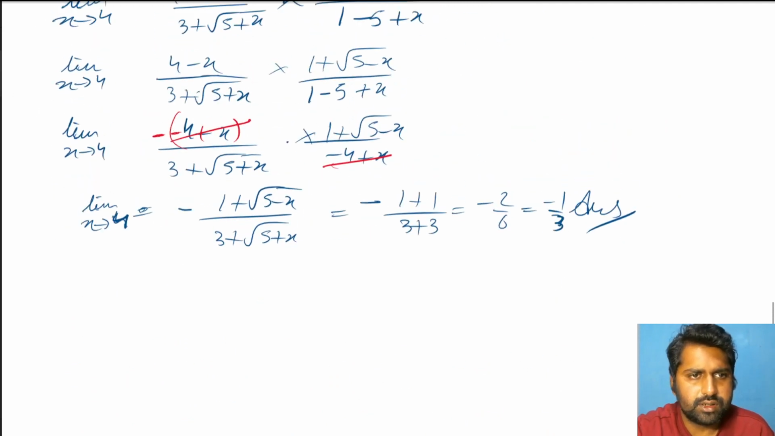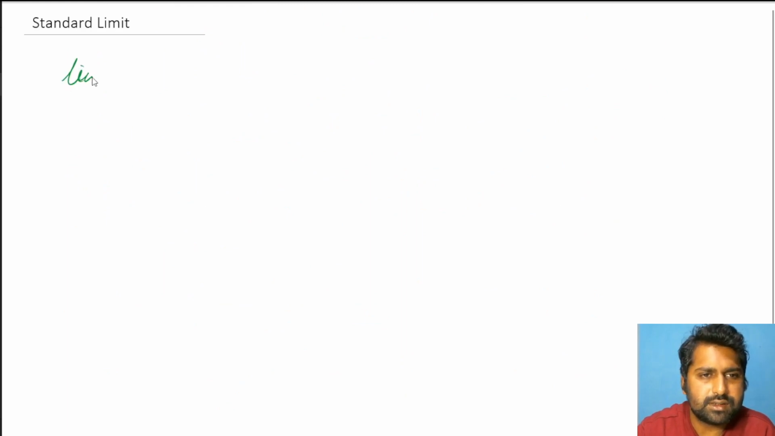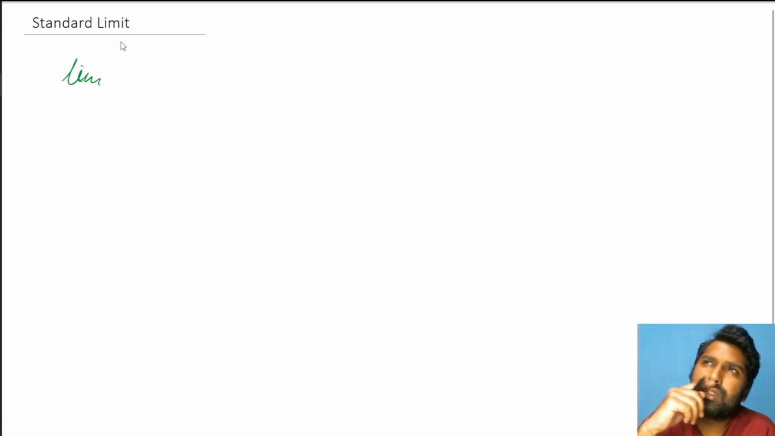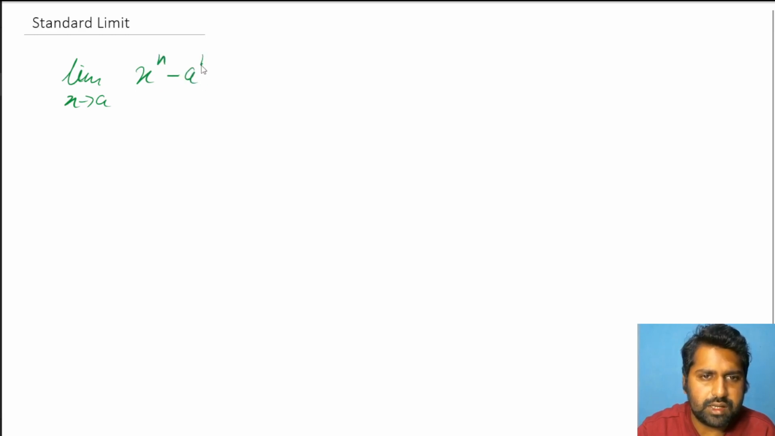Let's look at the next method, that is using standard limit. Now this is, I'll say, the only formula for this chapter, because it is technically not the only formula. Like 3-4 formulas are there, very less formulas are there, ideas are more here. So the formula is limit x tends to a, x raised to power n minus a raised to power n upon x minus a. It is applicable to this format only. This value you should directly know, this is n into a raised to power n minus 1.